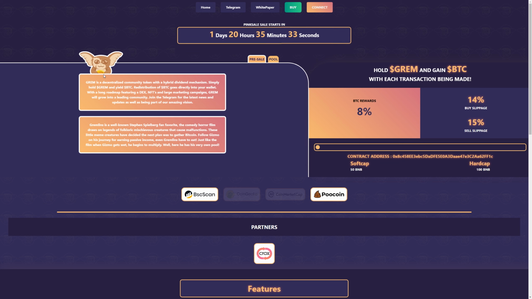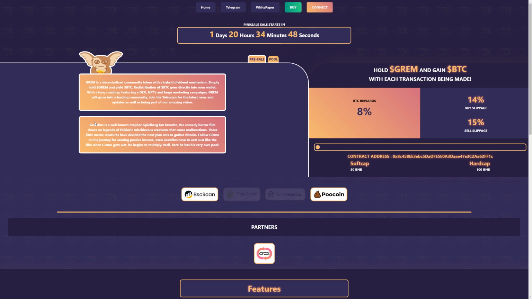Alrighty, so it says Grim, and yep, that's a gremlin right there, is a decentralized community token with a hybrid dividend mechanism. Simply hold Grim and yield BTC, Bitcoin. Redistribution of Bitcoin goes directly into your wallet. With a long roadmap featuring a DEX, NFTs, and large marketing campaigns, Grim will grow into a leading community. You can join the Telegram for the latest news and updates, as well as being part of the amazing vision.